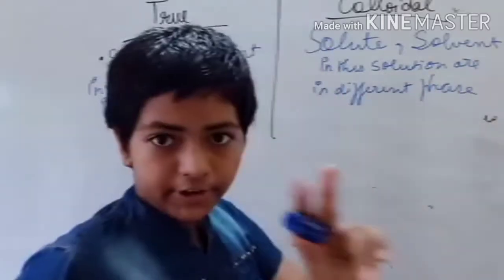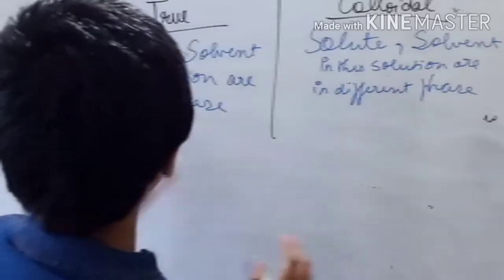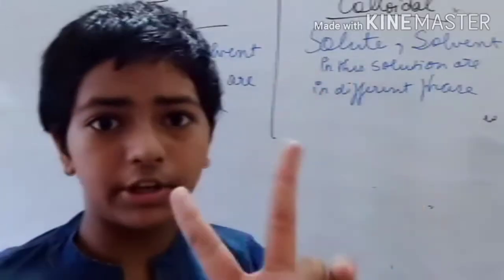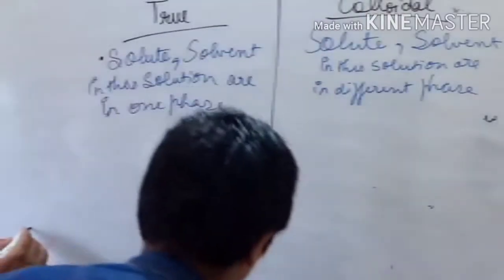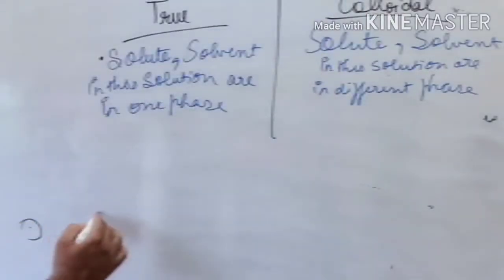There are 2 different phases. Okay, now you have understood the difference. In a true solution, solute and solvent are in one phase, and over here, different phases. Next question, what is emulsion?